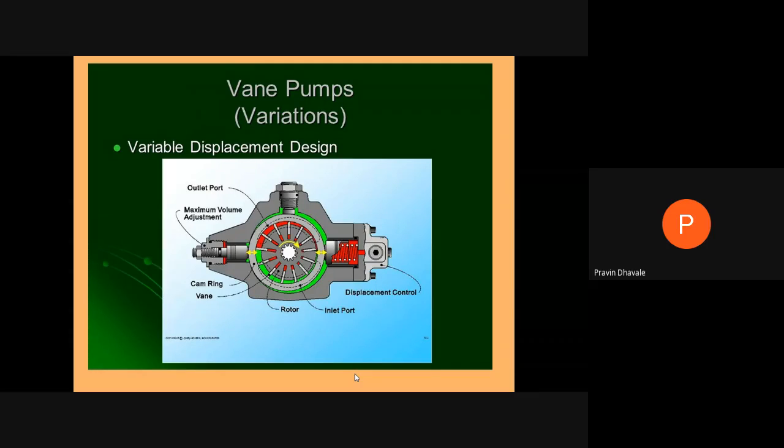Variable means we cannot get a constant delivery. If you are considering 10 liters per minute, that will be a constant delivery. But in certain cases, up to a certain period of time we require 5 liters per minute, at certain times 7 liters per minute, and at certain times 10 liters per minute. At that time we can just adjust the discharge rate by rotating the screw, the displacement or stroke, and we can control the discharge.